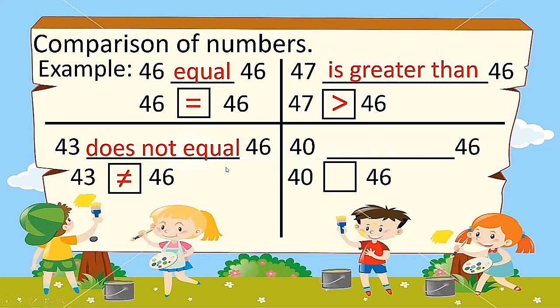Here, how about this one? 40 blank 46. Hey, what do you think? Is it greater than or less than? Very good. That is less than because 40 is less than 46. So it must be less than. And the sign for less than is like this, the opposite sign of greater than.